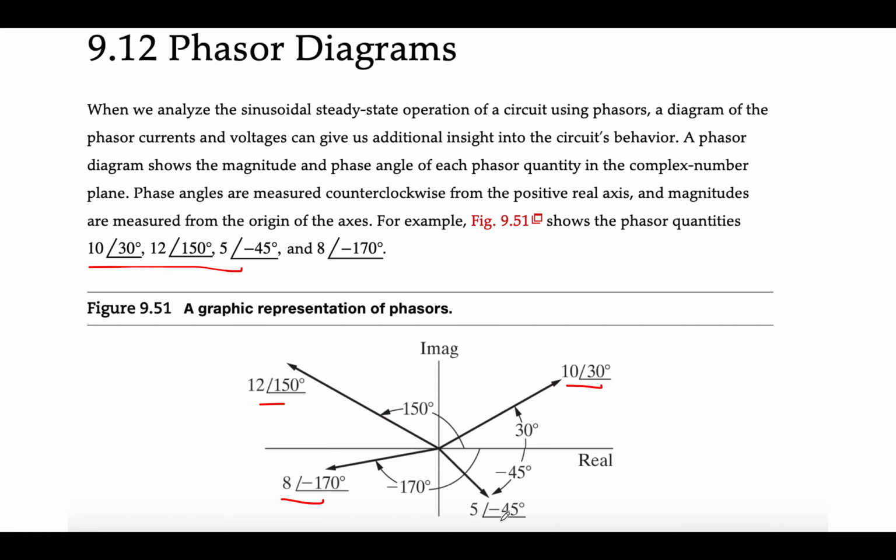The 5 angle minus 45 would lead the 12 angle 150, because notice this is the smaller, less than 180 angle. But the 10 angle 30 leads the 5 angle minus 45. So hopefully that just gives you a visual of leading and lagging. We're going to use those terms when we talk about AC power.